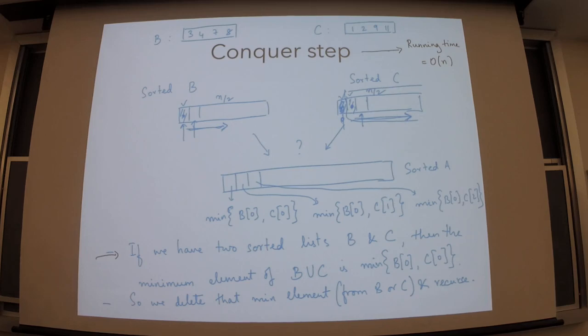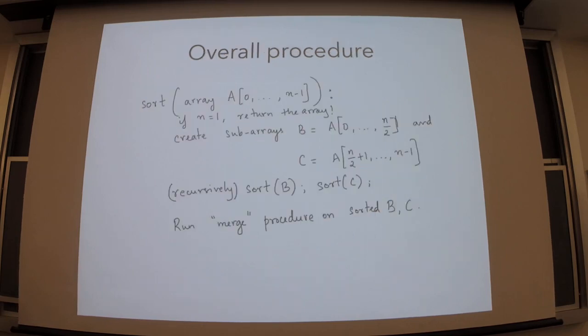Firstly, if the size of B and C was 1, then the combined array would be whatever is the lower between B0 and C0. And similarly, we're just comparing one element with another. So the least element is the smaller element.